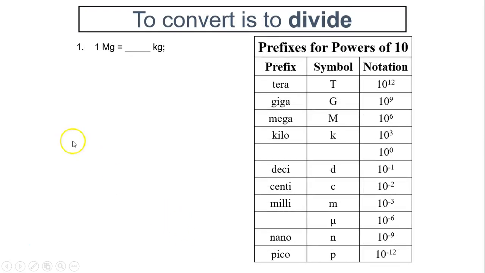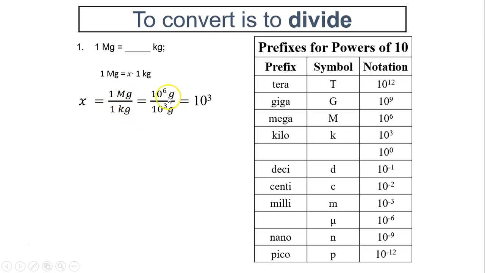How do we convert? Let's see. Convert is kind of like algebra. 1 megameter equals how many kilometers? We can change this into the math. 1 megameter equals x kilometers, which means really x times 1 kilometer. How do you solve for x? You divide. So to convert is to divide. X equals 1 megagram divided by 1 kilogram.